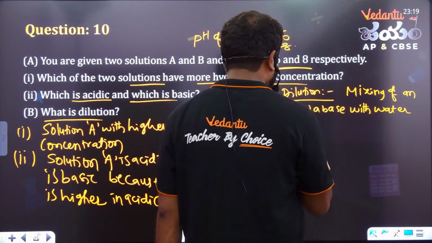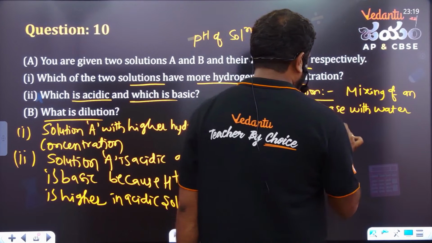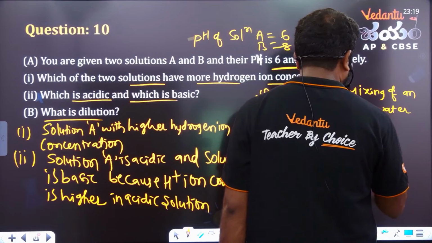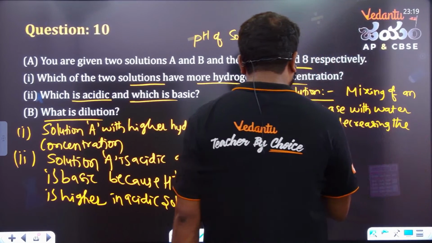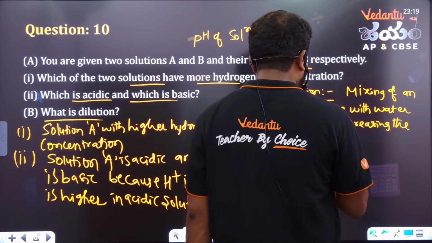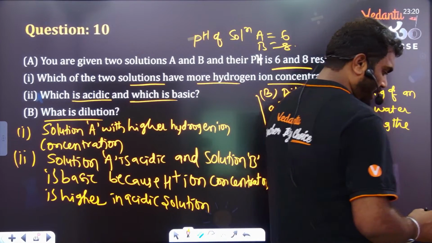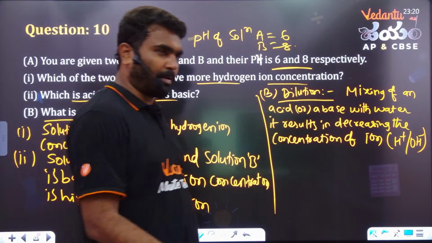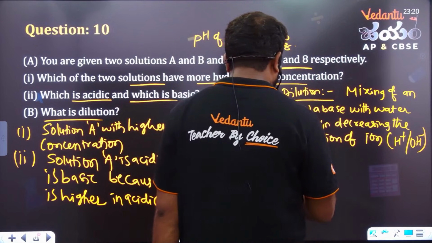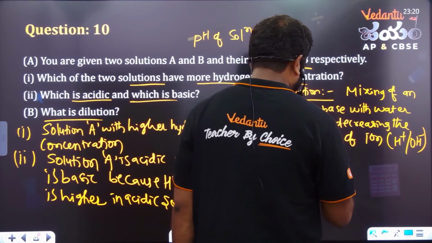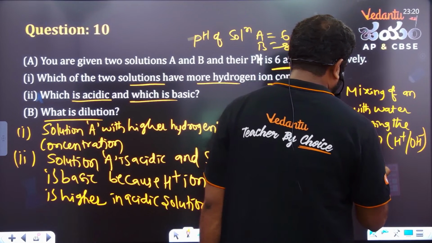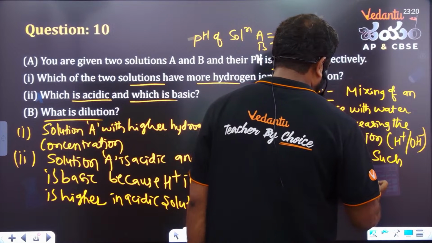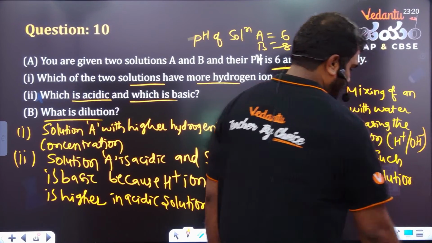It results in decreasing the concentration of ions. So what are ions here? Maybe H plus ions or OH minus ions, and their concentration decreases. Such a process, per unit volume, is called dilution.